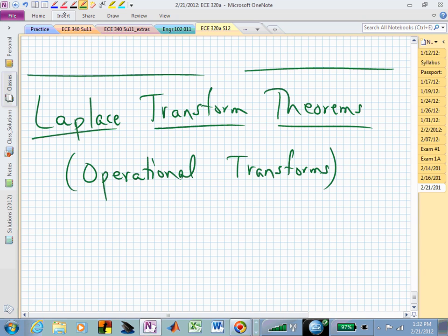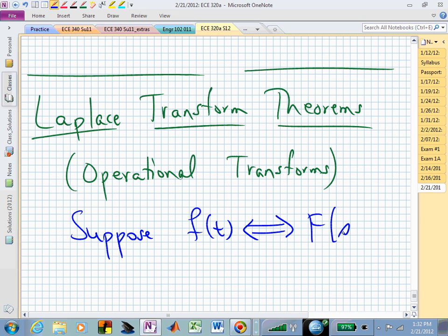What we will do is we are going to suppose in all of this discussion that f of t has a Laplace transform of capital F of s, and if we had the Laplace transform, capital F of s, because we're dealing with one-sided Laplace transforms, these are unique, and we can go back to the time domain and obtain little f of t. So that's what we are going to assume.